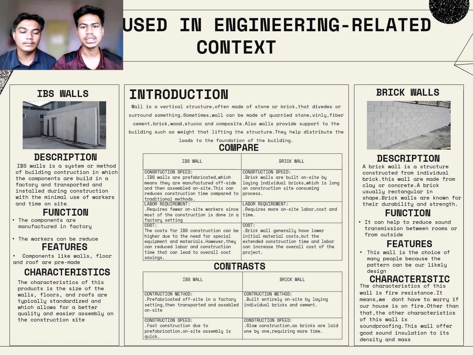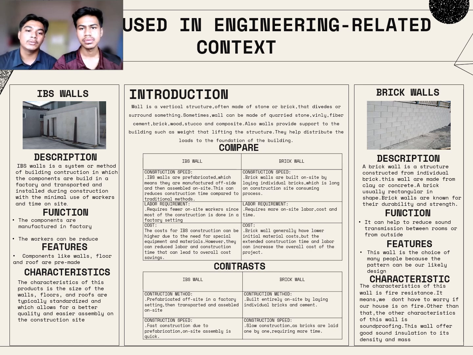After that, the features. The features of IBS walls are that components like walls, floor, and roof are pre-made and are manufactured in a factory using advanced machines. This can make less mistakes than the traditional construction on the site. Lastly, the characteristic. The characteristic of this product is that the size of the walls, floor, and roof are typically standardized, which allows for better quality and easier assembly on the construction site.